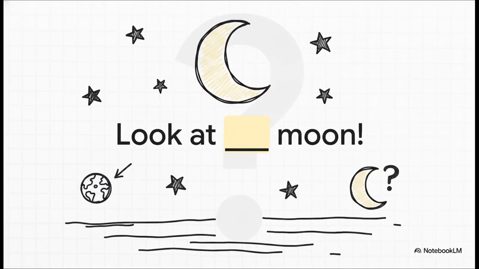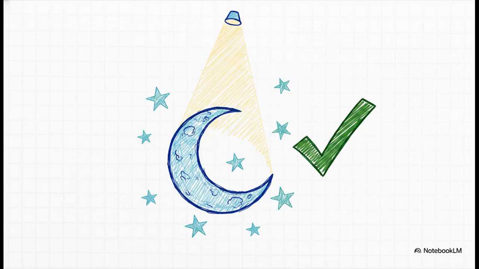Okay, let's try the next one. Look at blank moon. It is so bright tonight. Just consider for a second how many moons we have up there in our sky. And the answer is the moon. Since there is only one moon orbiting our planet, it perfectly hits our very first rule for definite articles. We are pointing a spotlight right at it.